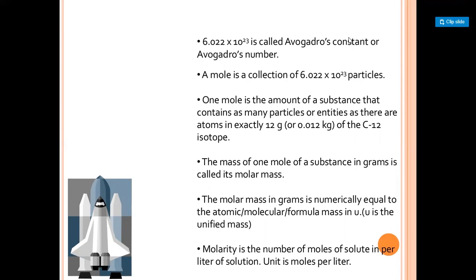The mass of one mole of a substance in grams is called molar mass. The molar mass in grams is numerically equal to the atomic, molecular, and formula mass in u, and u is the unified mass. Molarity is the number of moles of solute per liter of solution. The unit is mole per liter.